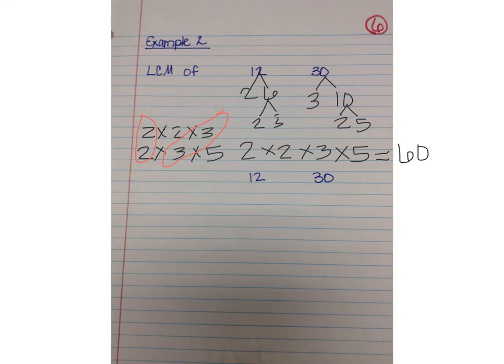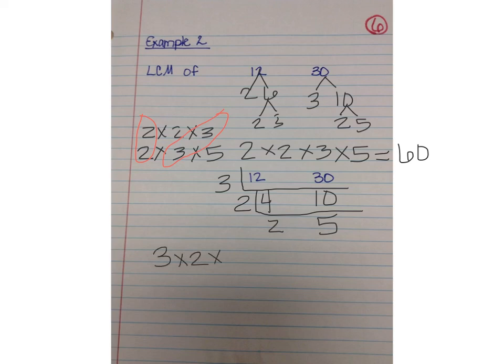Okay, now let's try the birthday cake. We'll draw our line under here. 3 goes into both of those. Let's go with the 3. 3 goes in here 4 times. It goes into 30 10 times. And then we have 2. 2 goes into 4 2 times. Goes into 10 5 times. And that's what we have. We have 3 times 2 times 2 times 5. Oops, I forgot to draw my L. I like to draw my L. Okay, and 3 times 2 times 2 times 5 is 60 as well.